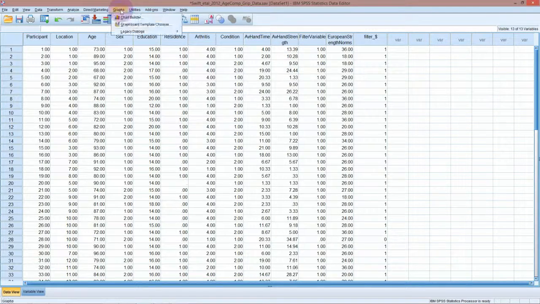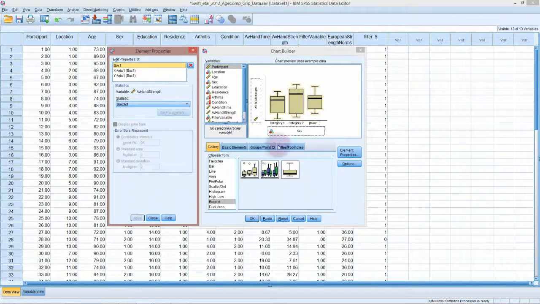So to start off with, we'll just do a quick chart to have a look at the hand grip strengths, and we've probably seen this already in previous tutorials, but we'll do it again. So we've got a box plot open, and we're going to have a look at hand grip strength up the y-axis and sex on the x-axis.